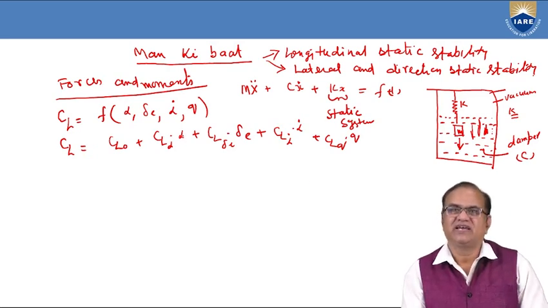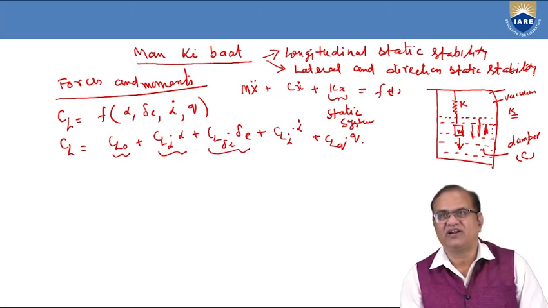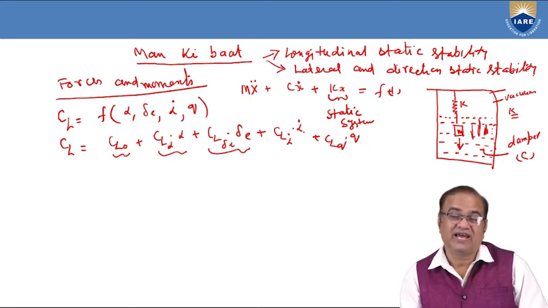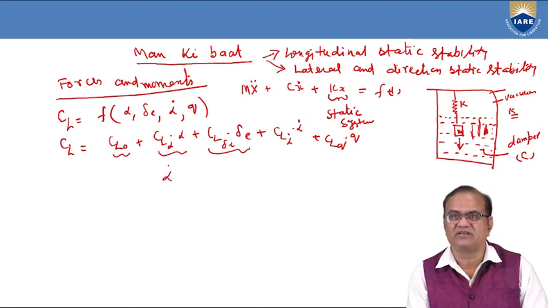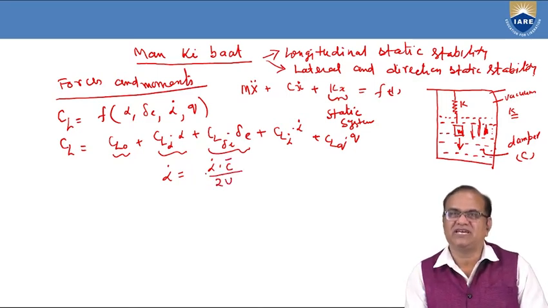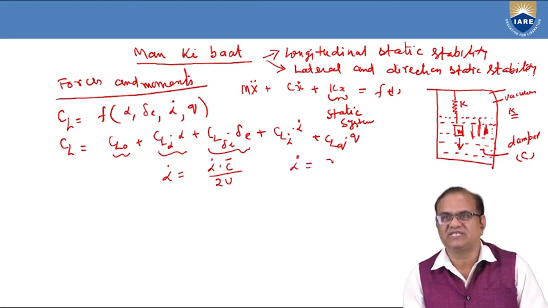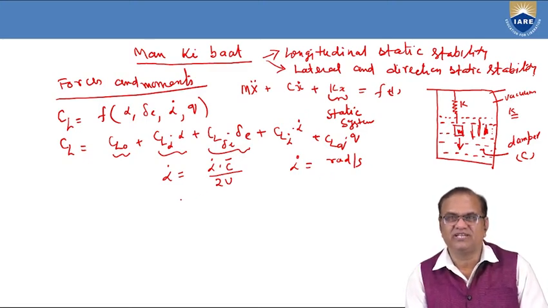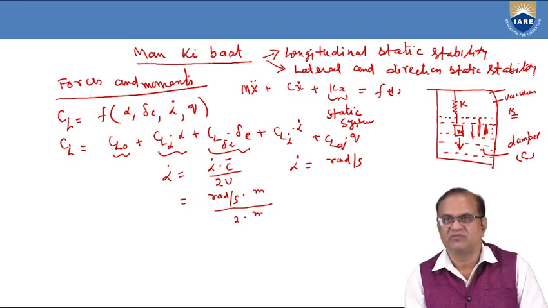Here alpha and delta E are all non-dimensional, but alpha dot and Q are dimensional. If you want to make alpha dot non-dimensional, we have to multiply alpha dot by C bar by 2U. The unit of alpha dot is radian per second, so it is a dimensional one. So let us see the unit: alpha dot is radian per second, into chord in meter, divided by 2 into meter per second.